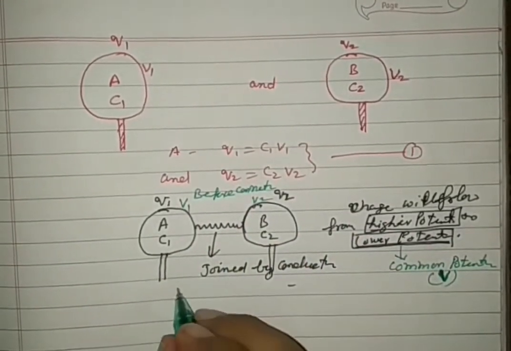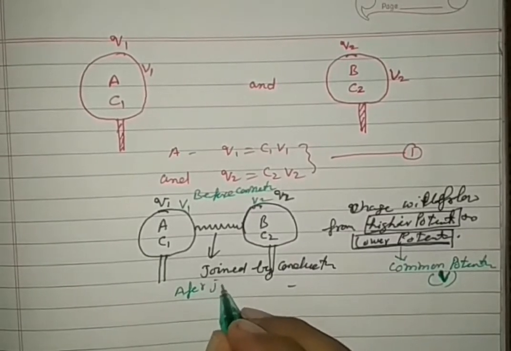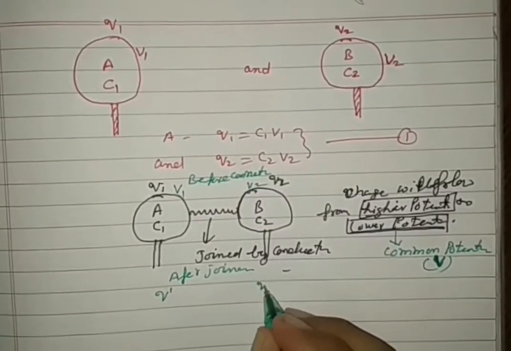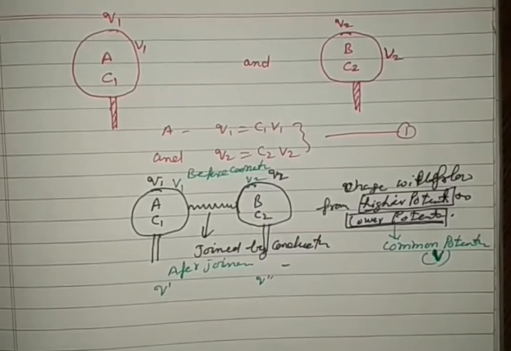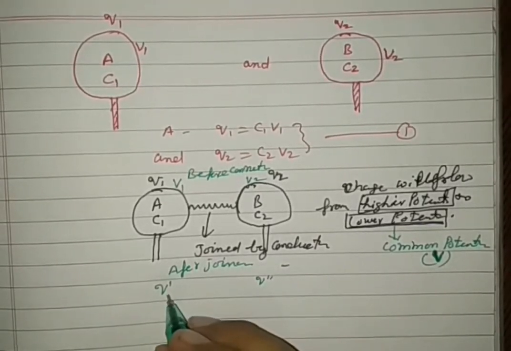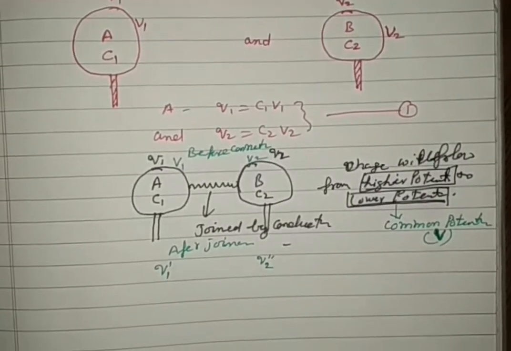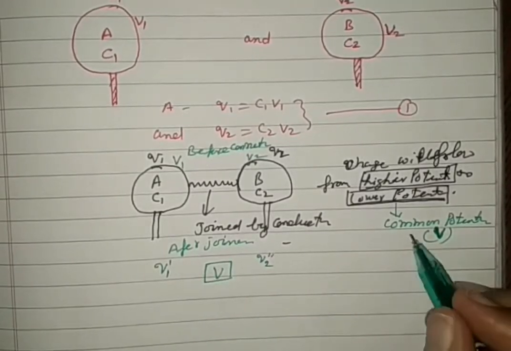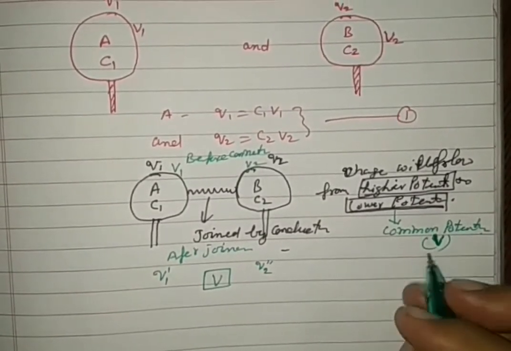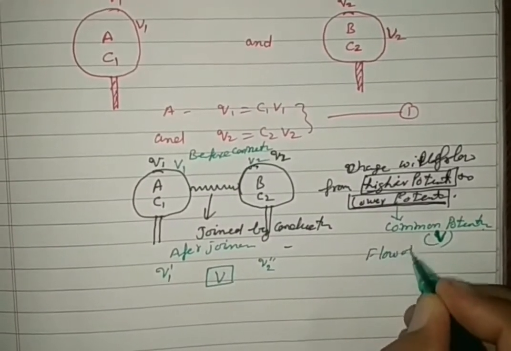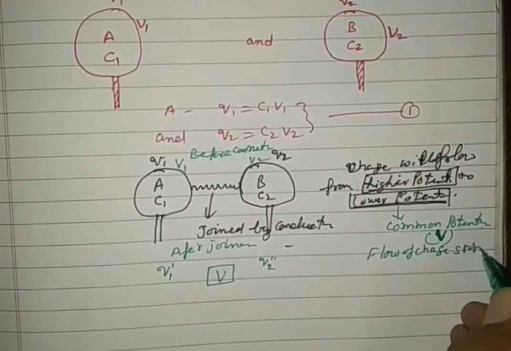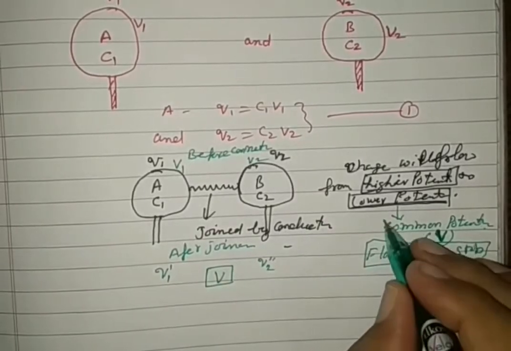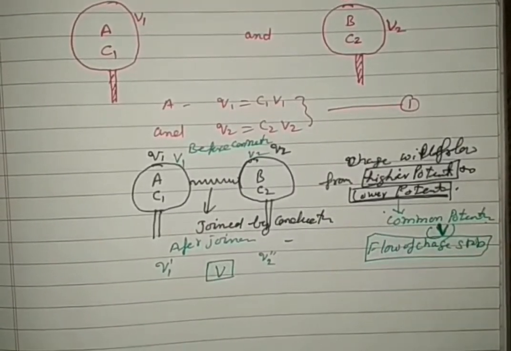But after joining, let the charges become Q1 dash and Q2 double dash, and their potential becomes the common potential V. At this common potential, the flow of charge stops. So the flow continues until the potential of both capacitors becomes the same. That is the common potential V. This is the concept.